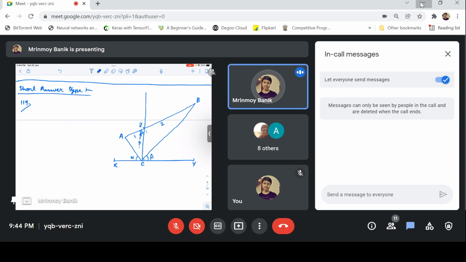Number two is, show that the area of triangle I1, I2, I3, these are the three excenters of triangle ABC, is equal to abc by 2R. This is the circumradius.